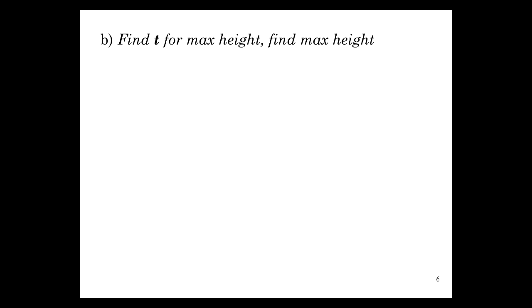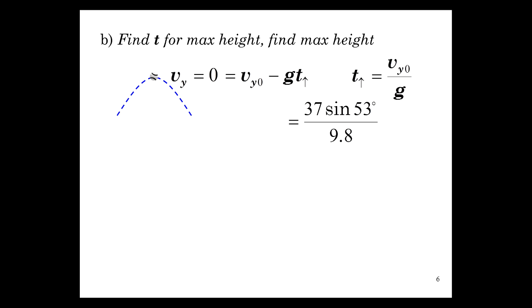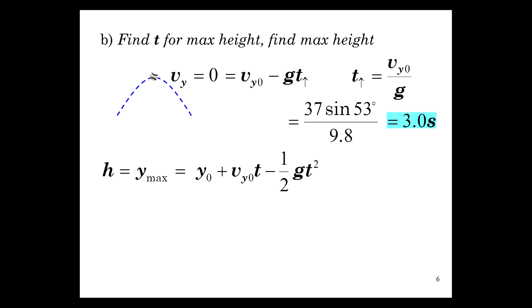And now, time to the maximum height and the maximum height. Well, we know that at the maximum height, its vertical velocity is 0. And we know the formula for vertical velocity. It's Vy0 minus gt. Well, that makes it real simple. The time to get to the height is Vy0 over g, which is 37 sine of 53 over 9.8, is 3 seconds.